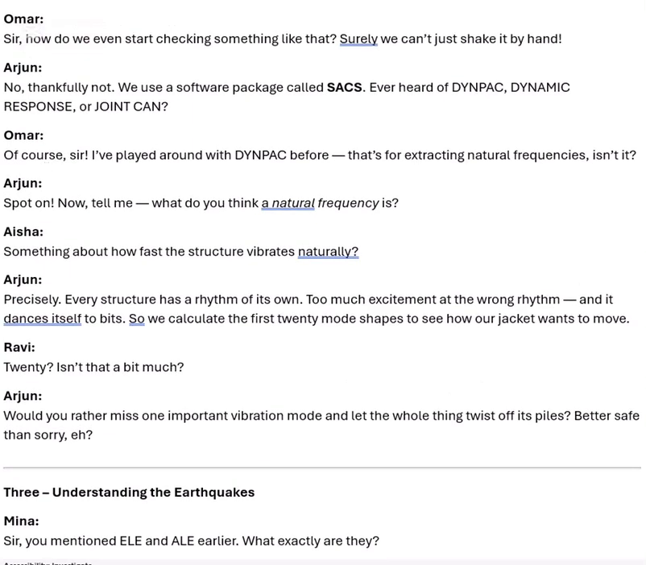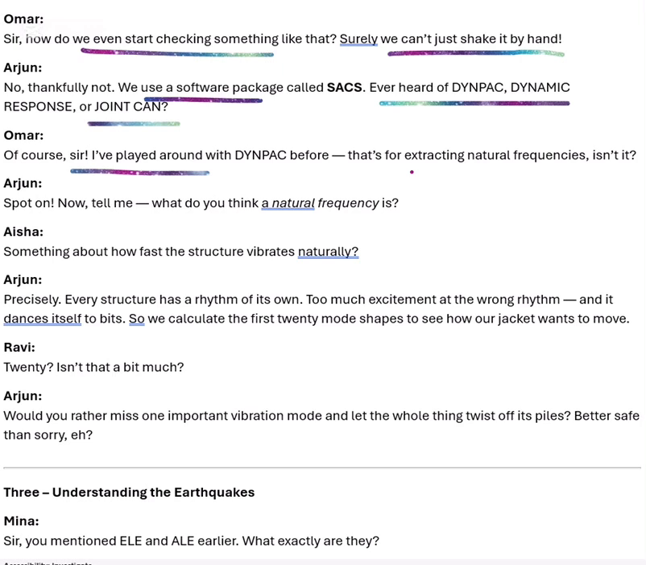So how do we even start checking something like that? Surely we can't just check it by hand. No, thankfully not. We use a software package called SACS. Ever heard of Dynapack? I have played around with Dynapack before. That's for extracting the natural frequencies, isn't it? Spot on.